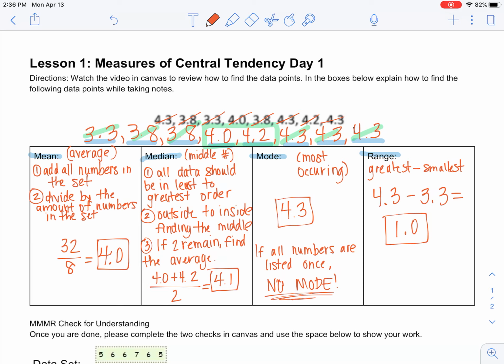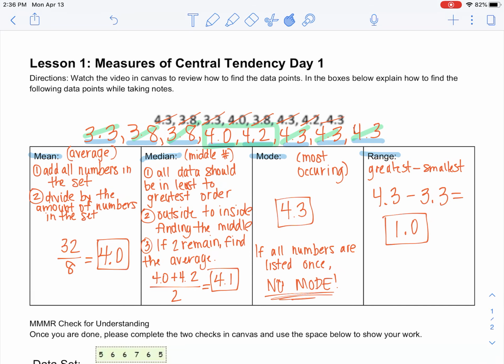So in review, mean is the average. We add the numbers and divide by how many. Median is the middle number, which these numbers have to be in least to greatest order to find them. Mode is the most occurring. If all numbers occur once, there is no mode is the answer. And the range is the greatest minus the smallest number in the data set.